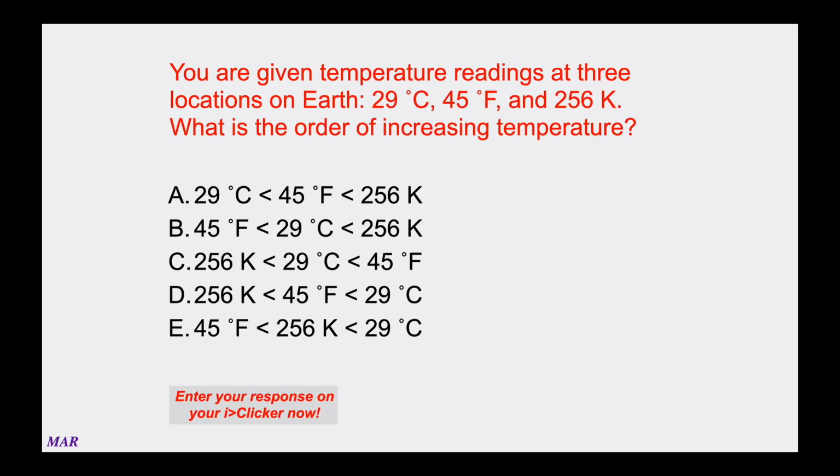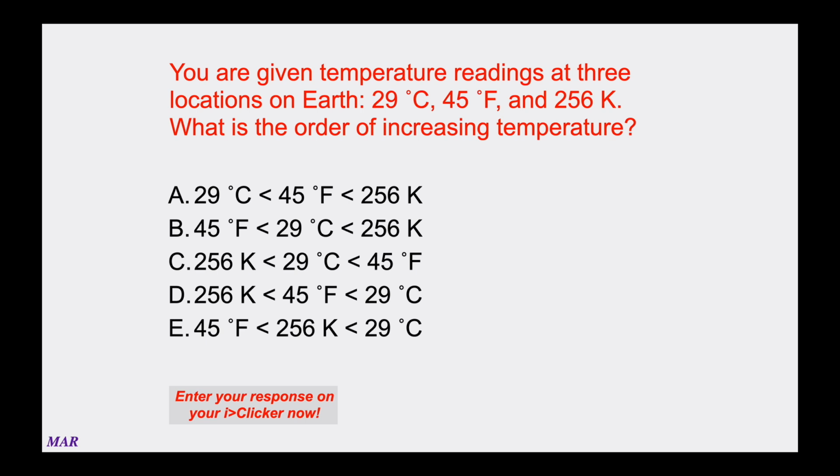Cool. Here are some temperatures that you can find in different places on the Earth: 29 degrees Celsius, 45 degrees Fahrenheit, and 256 Kelvin. And I'd like you to put these three temperatures in order of increasing temperature. So the coldest first and the hottest one would be last.